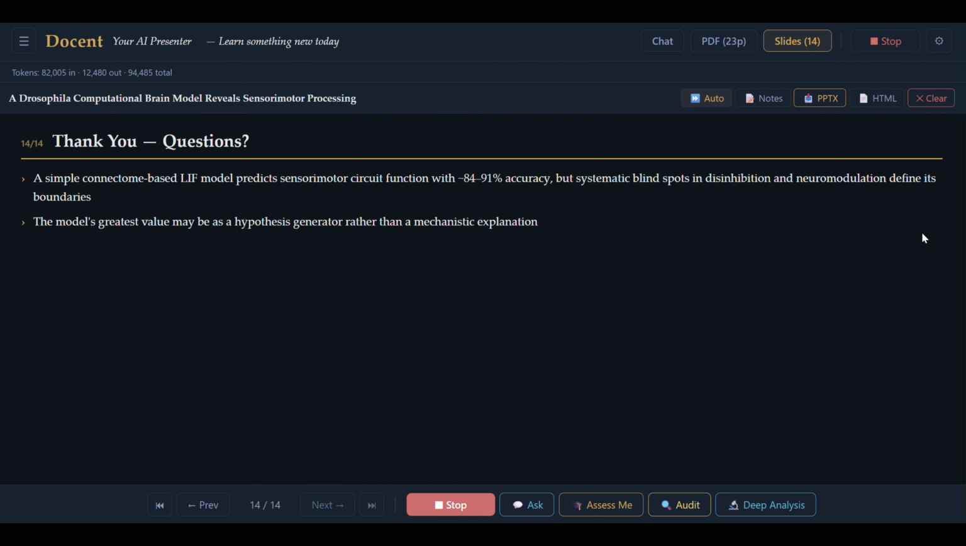I'd argue the model's greatest contribution is as a hypothesis generator. It can identify candidate neurons and circuit motifs that experimentalists can then test. Whether connectivity alone truly explains circuit function remains an open and fascinating question. Let's open it up for discussion.